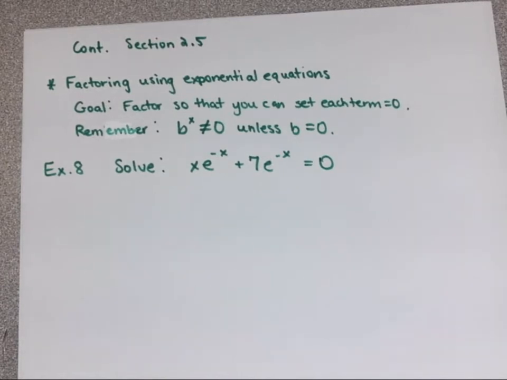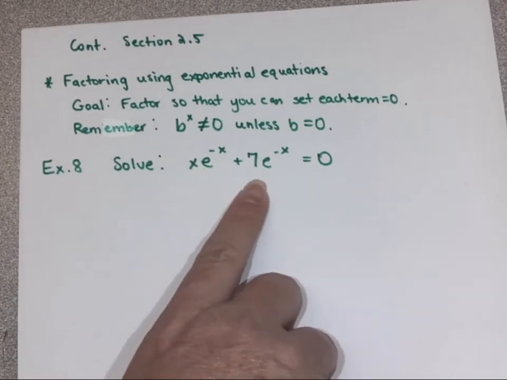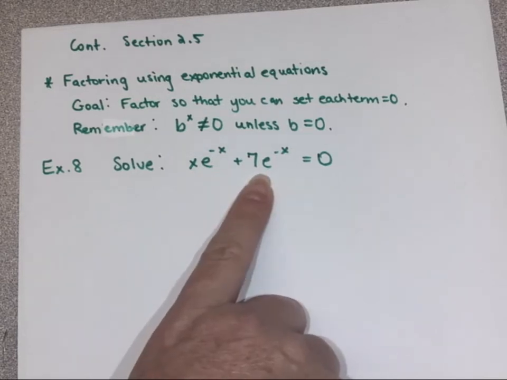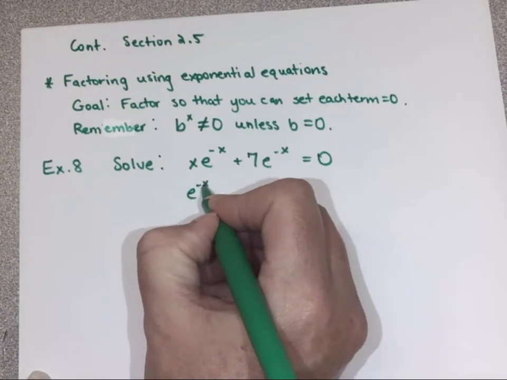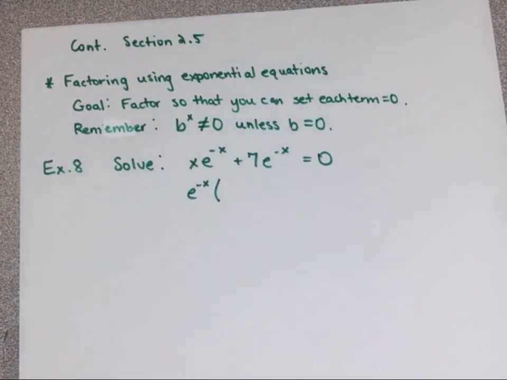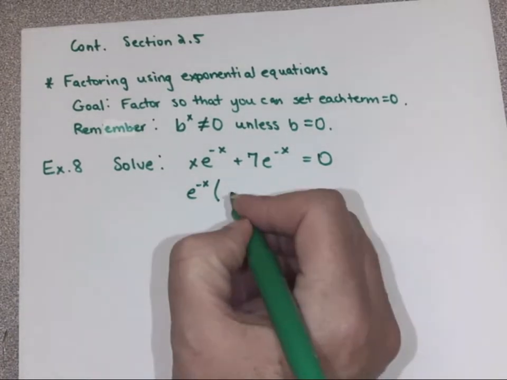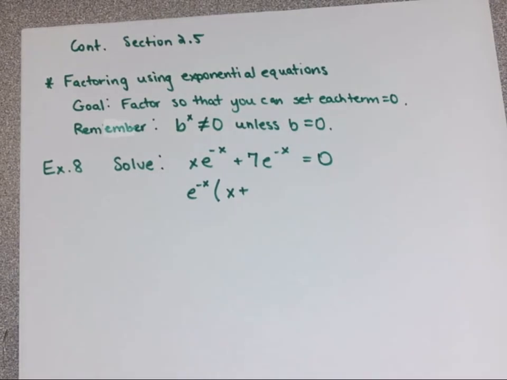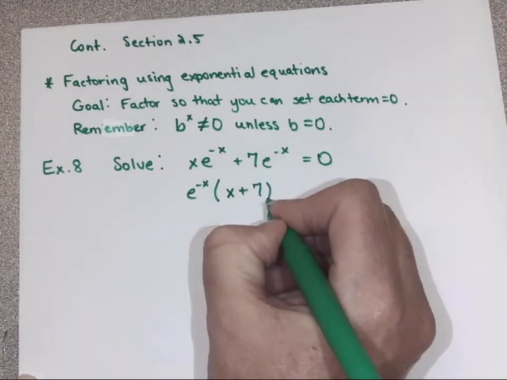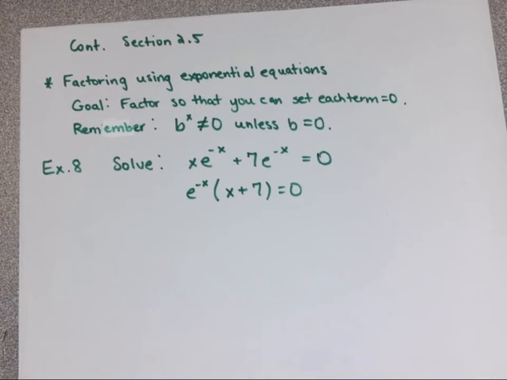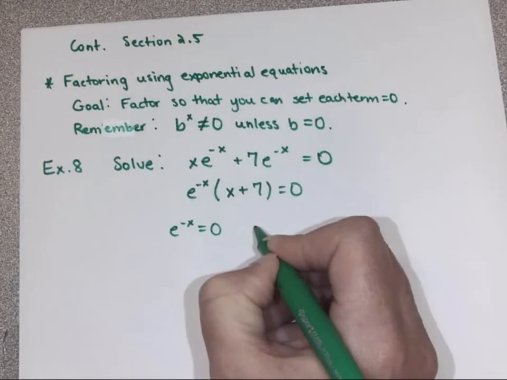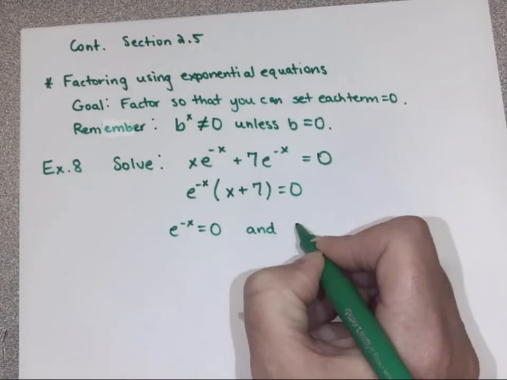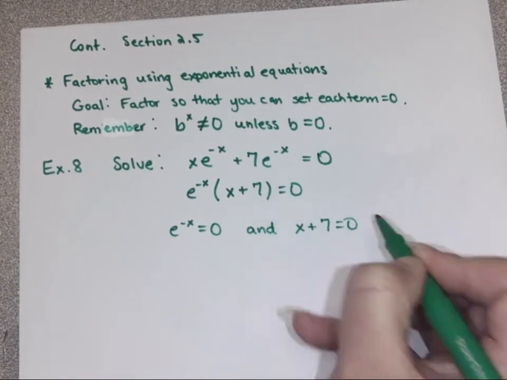It's not a variable. But what I hope you would see is, yes, this is ugly, but these two groups have something in common. What do they have in common? They have the e part in common, right? And if you were to divide the first group by e to the negative x, what would be left over? x. And if you were to divide the second group by the same thing, what would be left over? 7. And then just like we do when we do traditional factoring, now we're going to set each part equal to 0. So we're going to say e to the negative x equals 0 and x plus 7 equals 0.